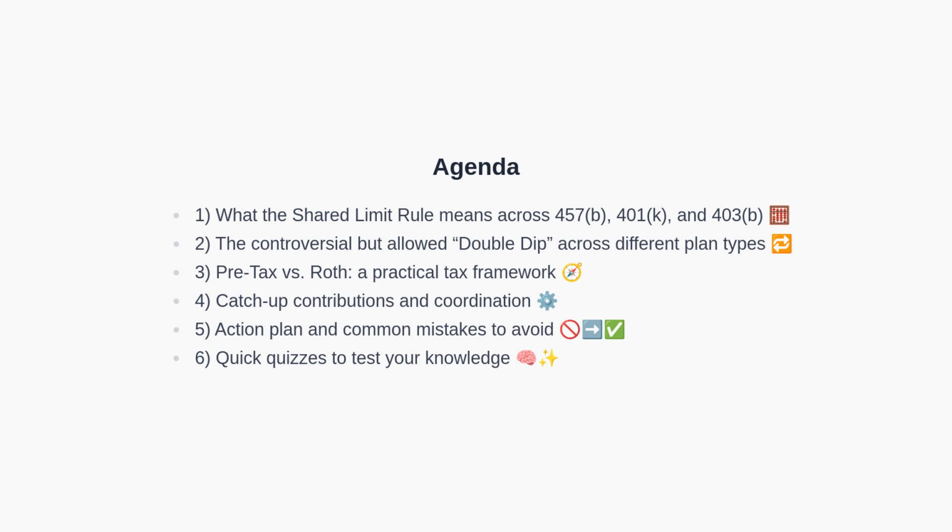In this agenda, we will first define the shared limit rule. Next, we will explain the double-dip strategy across different plan types. Then we will present a framework for choosing between pre-tax and Roth. After that, we will cover catch-up contributions and plan coordination. Finally, we will provide an action plan, highlight common mistakes, and include quick quizzes to reinforce learning.